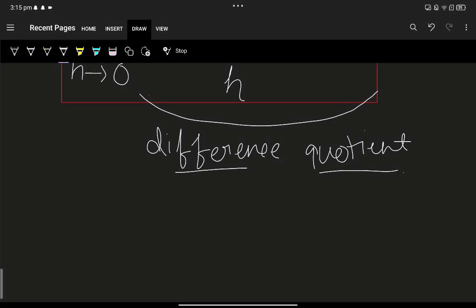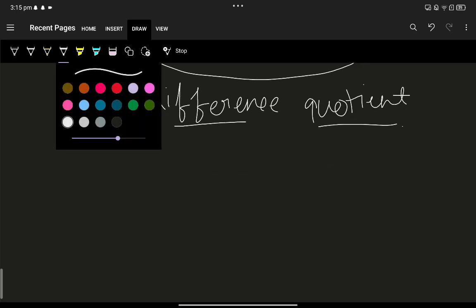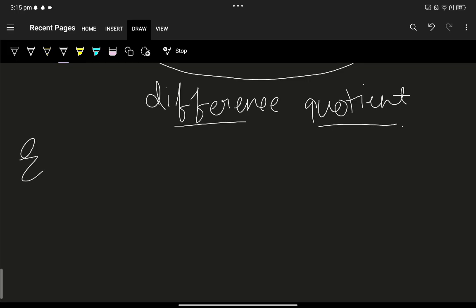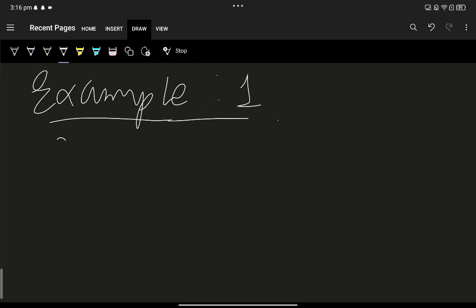So this was the limit, and we'll now try some examples. I hope you are making notes so that you can remember it. Example number one: we have to find the derivative of the function f of x equal to 1 by x. So how can we find the derivative of the function 1 by x?